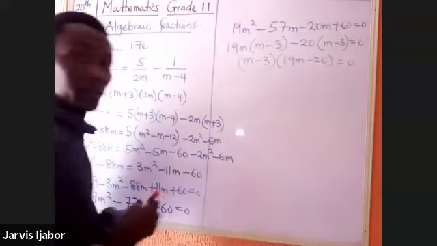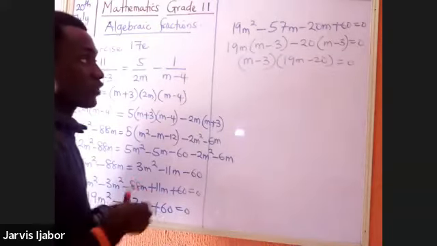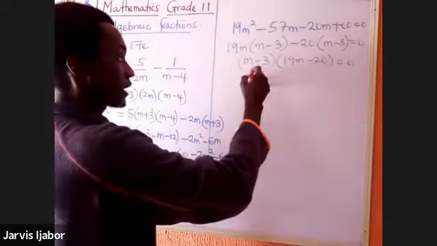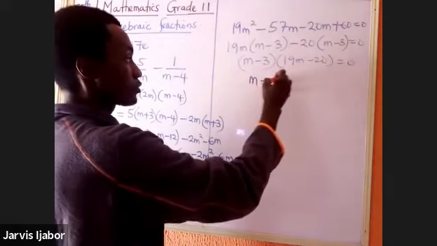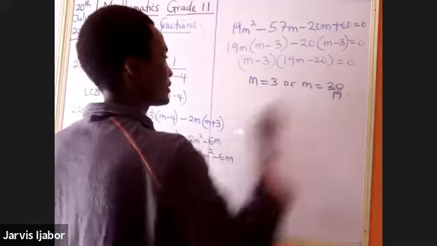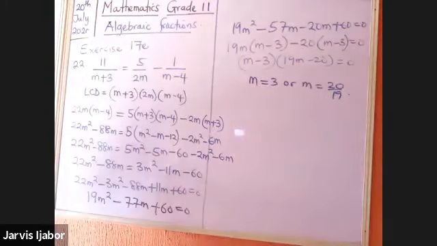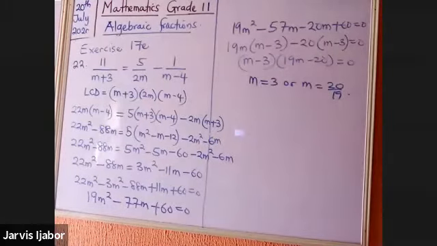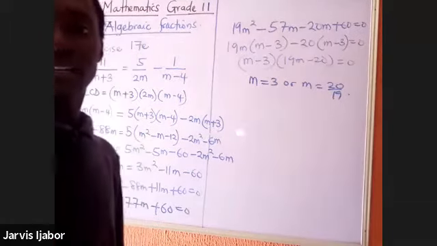So from here, it becomes very easy for us to simplify this, and this becomes m equal to 3 or m equal to 20 over 19. That is the answer to question 22. So you take out time and look at that, and then we'll go to the next one.